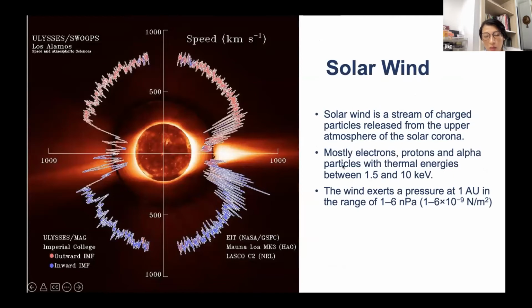The solar wind is a very important factor in the asteroid environment. It is a stream of charged particles released from the upper atmosphere of the solar corona, mostly electrons and protons, with thermal energy lower than 10 keV, so not high energy. But the solar wind can have a pressure at 1 AU in the range of 1 to 6 nanopascals. This force can work on the small particles on the surface of the asteroid and lift the particles into space.